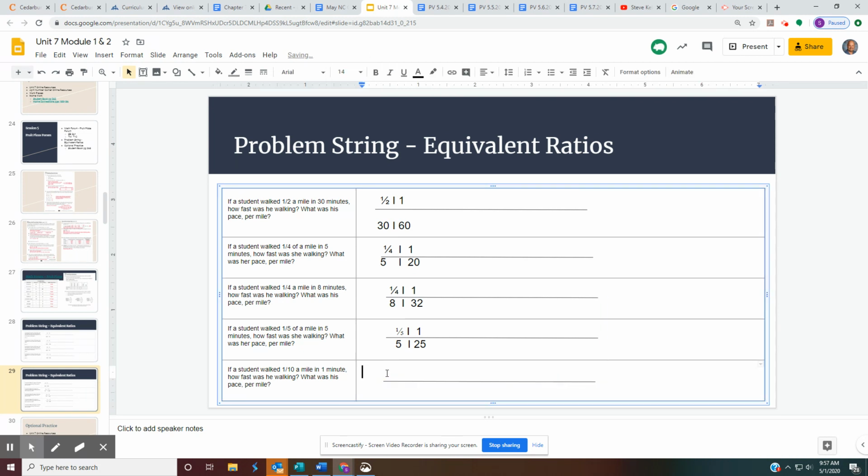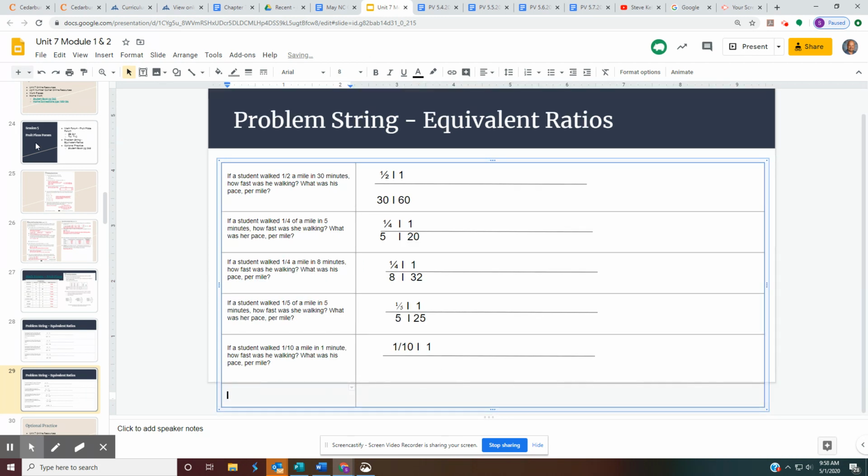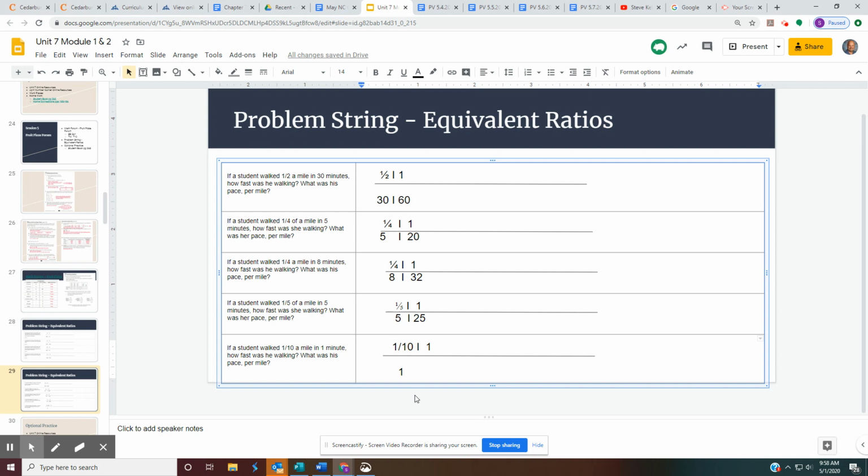We have one more here, and we'll solve this problem together. We have 1/10 of a mile, and we do it in a minute. So what do I have to do to get to 1 mile? I have to run 1/10 of a mile ten times. Because I have to multiply my top number by 10, I have to multiply my bottom number by 10, and that gives me 10 minutes.